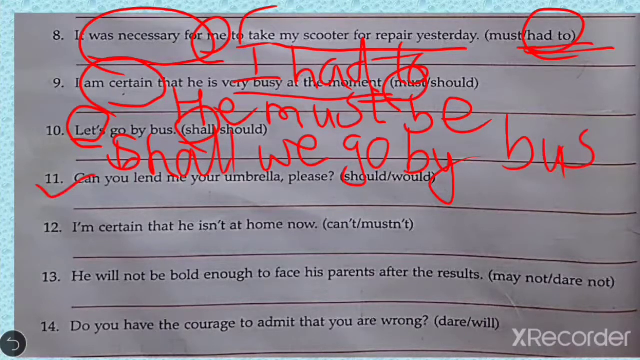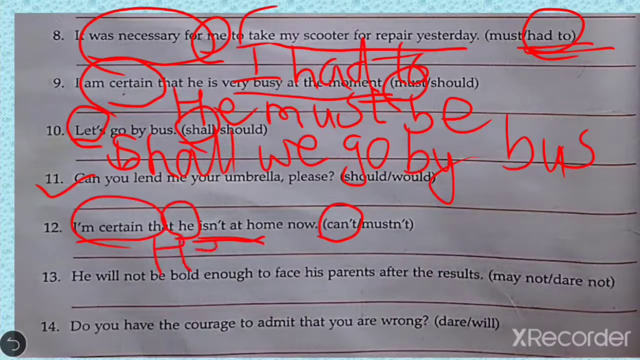Now look at the twelfth sentence. I'm certain that he isn't at home now. What we have learned is that must not is not the opposite of must, but can't is the opposite of must. So here it's a negative sentence, so can't will come. I'm certain that, you have to remove. Your sentence starts with he. He can't be at home now.